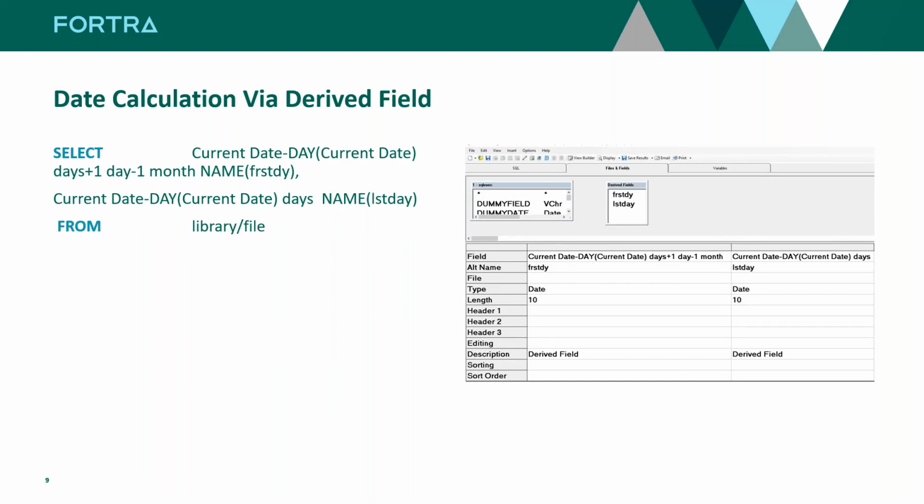On the left, I have my select clause. In this example, we'll discuss how to use the date calculation via a derived field. The select clause contains the date calculation for the first and last day of the previous month. On the right, I have my files and fields tab, which contain the derived fields with the two calculations. You can enter these calculations by right-clicking on the field and selecting Expression Editor.